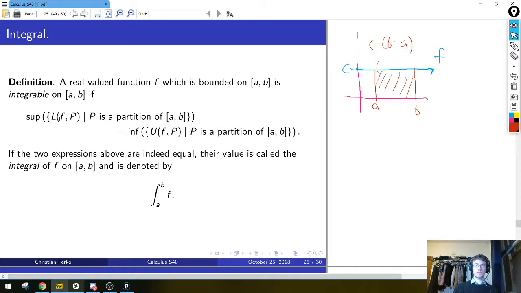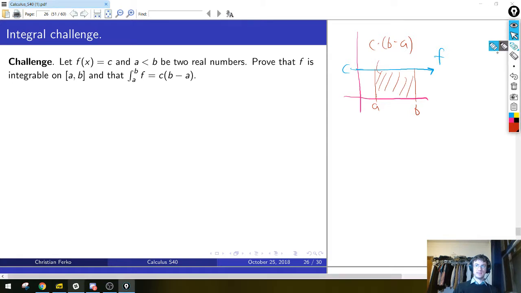So okay, how do we prove this? Well, first of all, what is this set? Let's just start on the left side. We want to write down explicitly what is the set of all lower sums such that p is a partition. Well, I claim that this is a very small set. What is this set exactly?